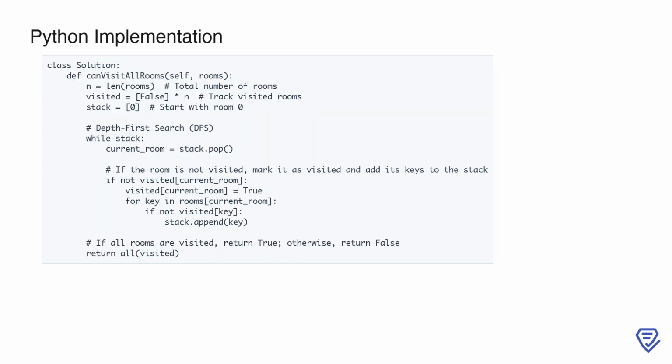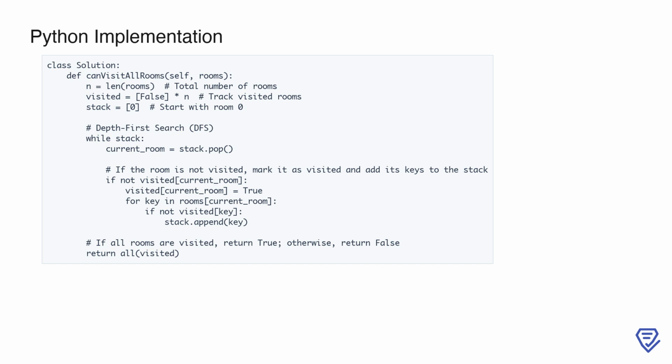This solution implements a graph traversal approach using depth-first search, DFS, to solve the keys and rooms problem. The problem is modeled as a graph where each room is a node, and the keys represent edges to other nodes. We start by calculating the total number of rooms, n, and initializing a visited list to keep track of which rooms have been accessed.